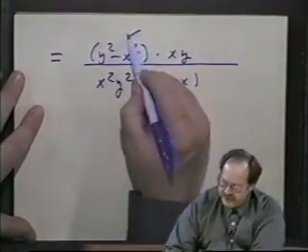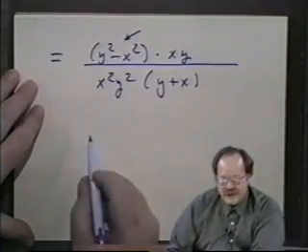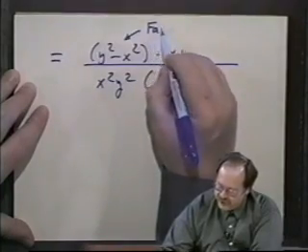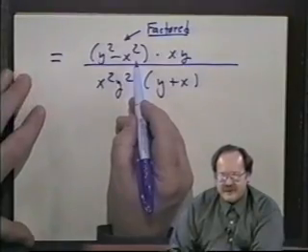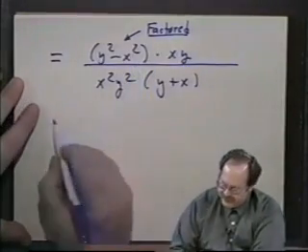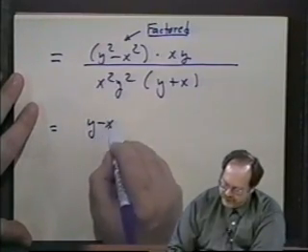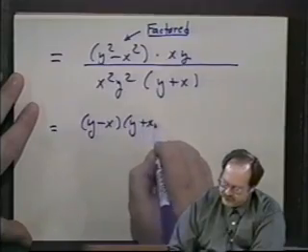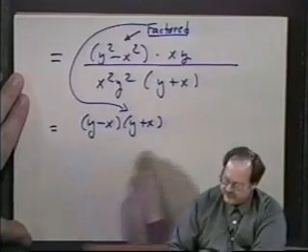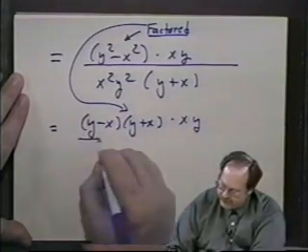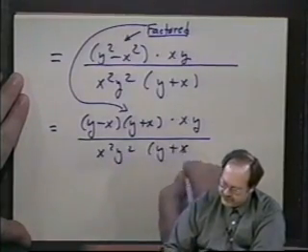Now, this happens to be an expression we'll talk about later, but that can be rewritten. This can be what's called factored. I can write this expression as the product of two other expressions. We'll talk about that later, but let me go ahead and do it here. I can rewrite this as y minus x times y plus x. So this becomes factored just like this. And then still I have the xy. And on the bottom I have the x squared y squared and the y plus x.